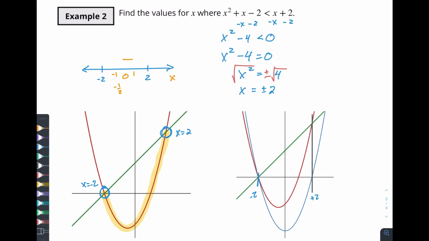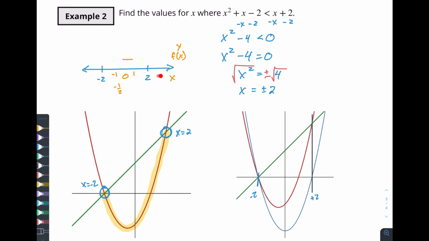If I put 0 in here, 0 squared minus 4 is going to give me a negative value. All of these things are going to give me a negative value when I put it back into my function or into my equation. Right? The y values are going to be negative.